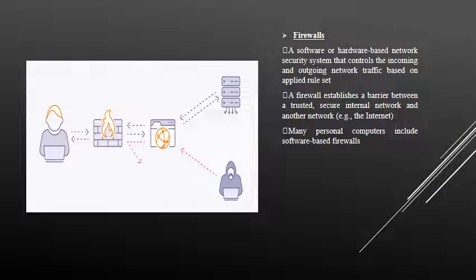Firewalls. A software or hardware based network security system that controls the incoming and outgoing network traffic based on an applied rule set. A firewall establishes a barrier between a trusted secure internal network and another network, for example the internet. Many personal computers include software-based firewalls. In the diagram, you will see a hacker trying to hack into the user's network.